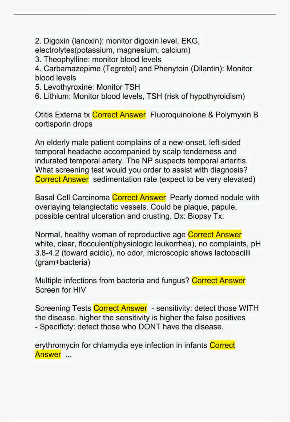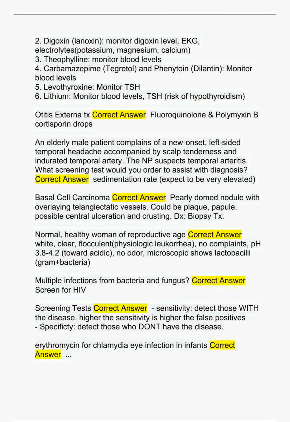Screening tests. Correct answer. Sensitivity. Detect those with the disease. The higher the sensitivity, the higher the false positives. Specificity. Detect those who don't have the disease. Erythromycin for chlamydia, eye infection in infants.